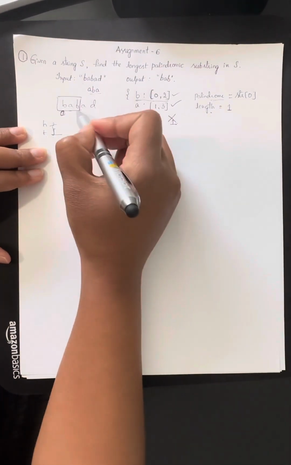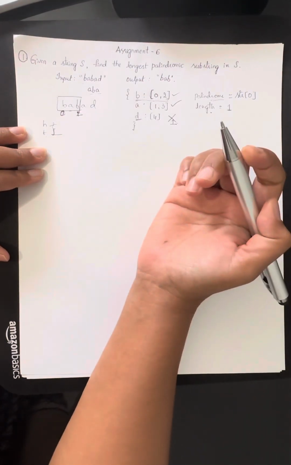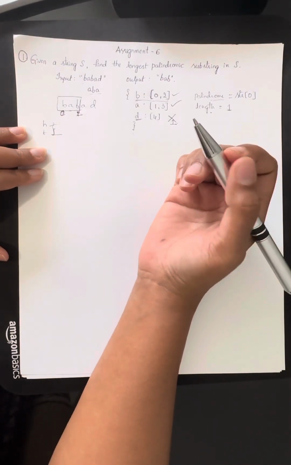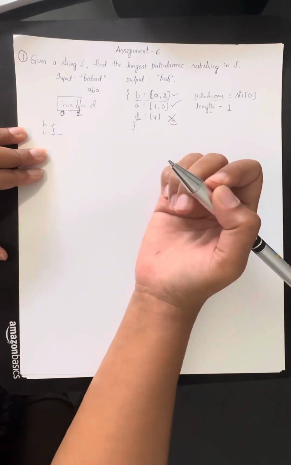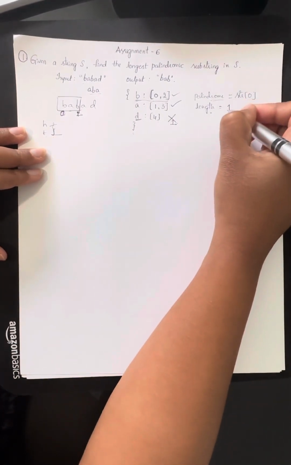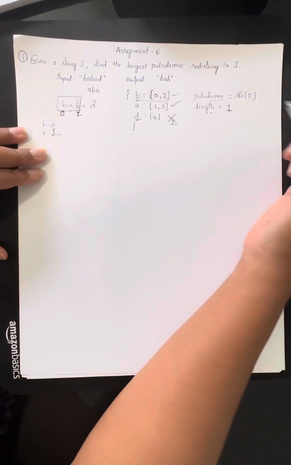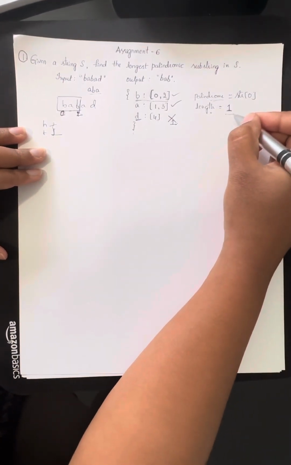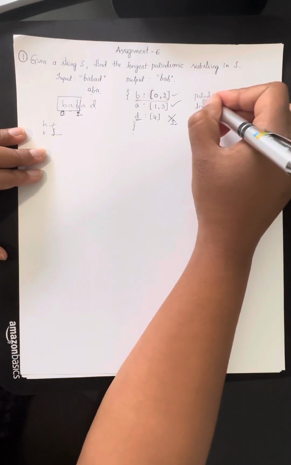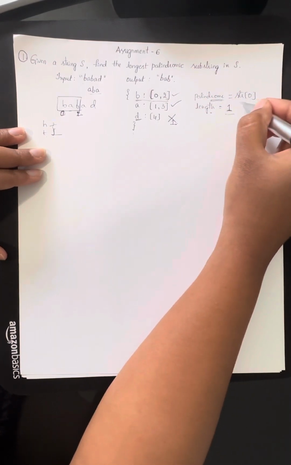So whenever I get true for the palindrome, then I'll compare the length of the palindrome with the length we have, and I'll update it if the current length is greater than the previous length, and I will also update the palindrome here.